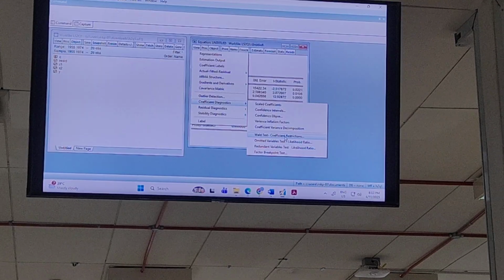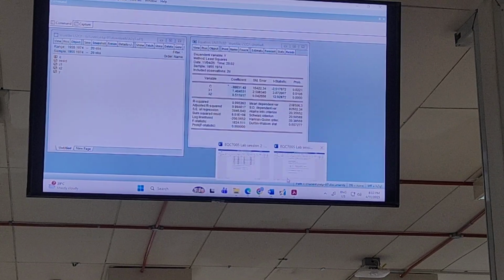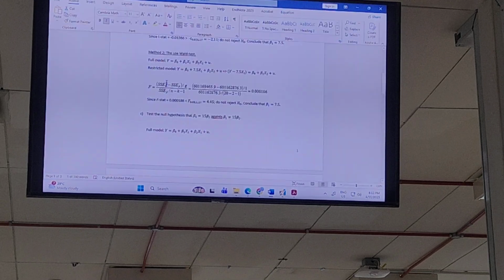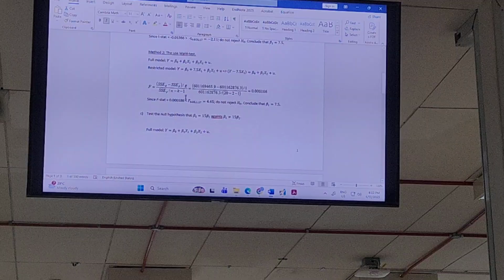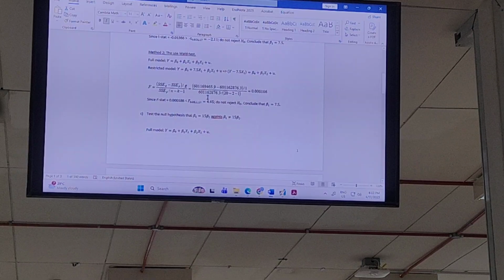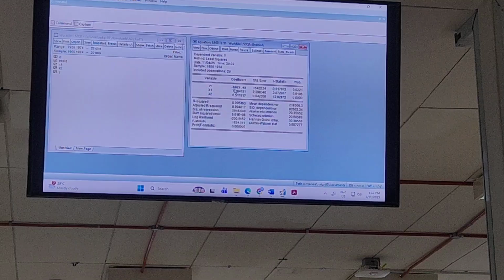For example, in the final exam you may only be given information about SSE for the full model and SSE for the restricted model. Then you have to use this one. You have to calculate this, compare the value from the table, and then make a conclusion. But if you have Eviews, you just need to estimate the full model, this one.